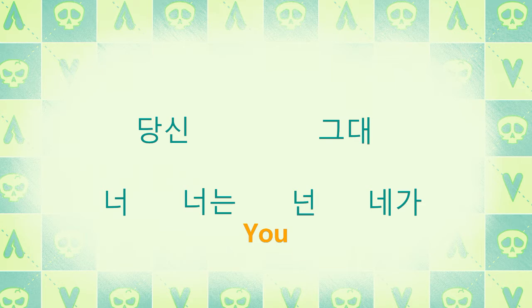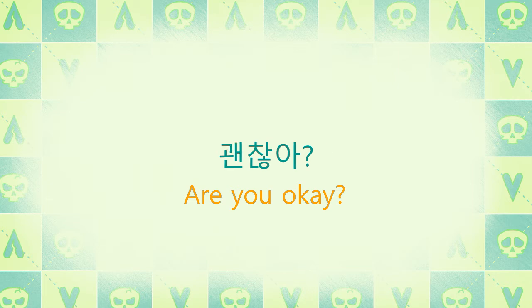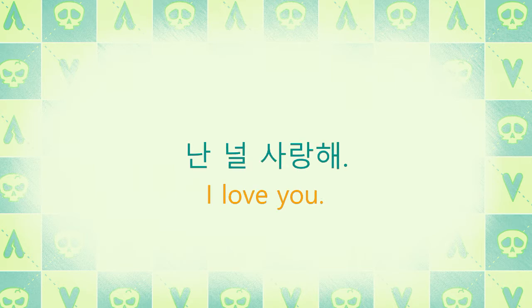For instance, instead of saying 너 괜찮아? which would be fine to say if you're friends with that person, you could just say 괜찮아? Or instead of saying 난 널 사랑해, you could just say 사랑해. In that sentence, the subject and the object of the sentence are both omitted, because through context, the person would know who the subject is and who the object is.